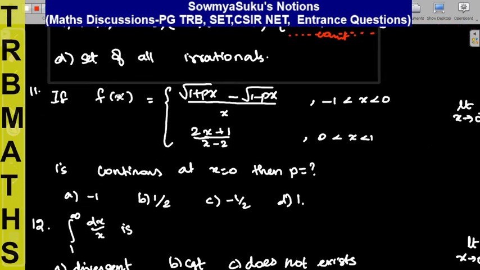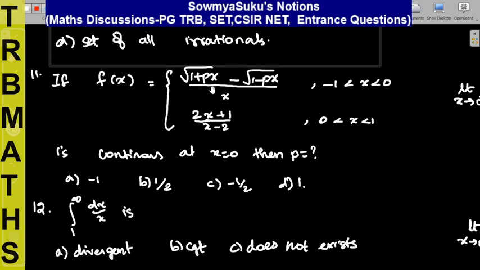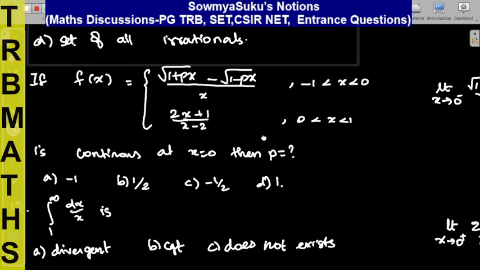11th question. If f of x is equal to root of 1 plus px minus root of 1 minus px, divided by x, for minus 1 less than x less than 0, and this for 0 less than x less than 1, is continuous at x equal to 0, then what is the value of p?